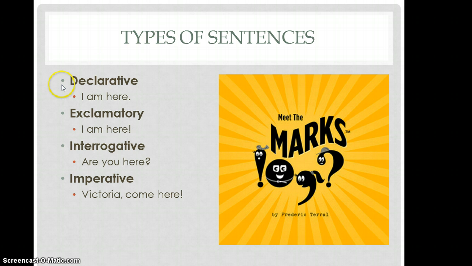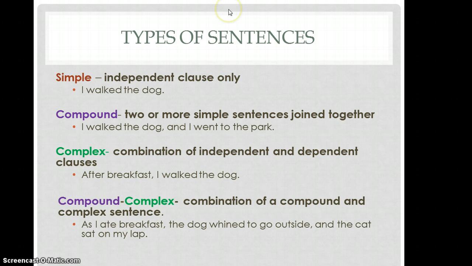There are different types of sentences that you probably already know. The declarative sentence, "I am here," you see that with a period. Exclamatory, "I am here!" with an exclamation point. Interrogative, "Are you here?" with a question mark. And imperative is the command, "Victoria, come here!" and these usually end with an exclamation point as well.